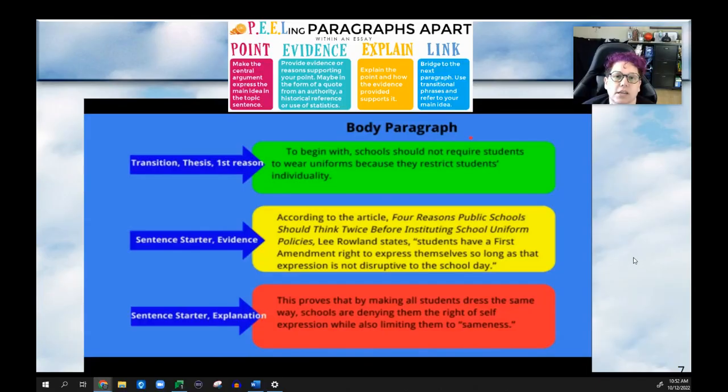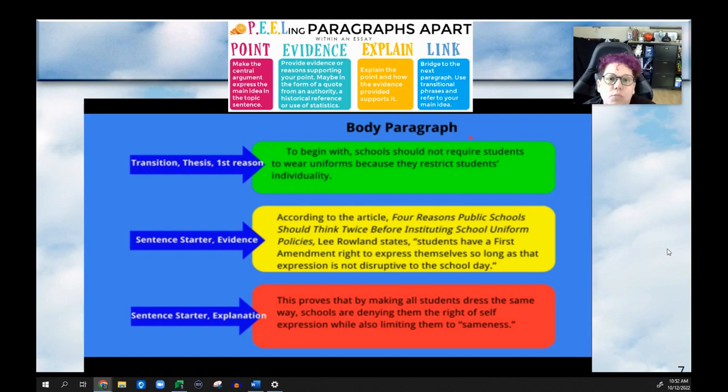So another strategy is using RACE, right? Or the PEEL strategy. We also talked about another strategy that we used in the last unit. I don't remember what it was called now, but there are several different strategies that you can use. We mostly use the RACE strategy.